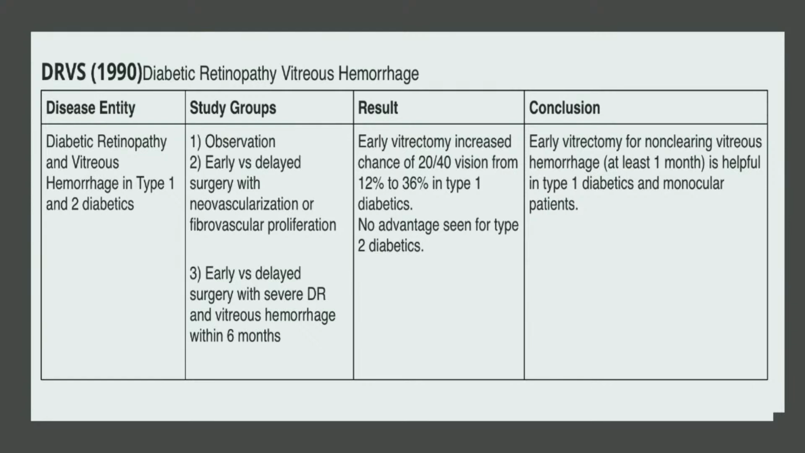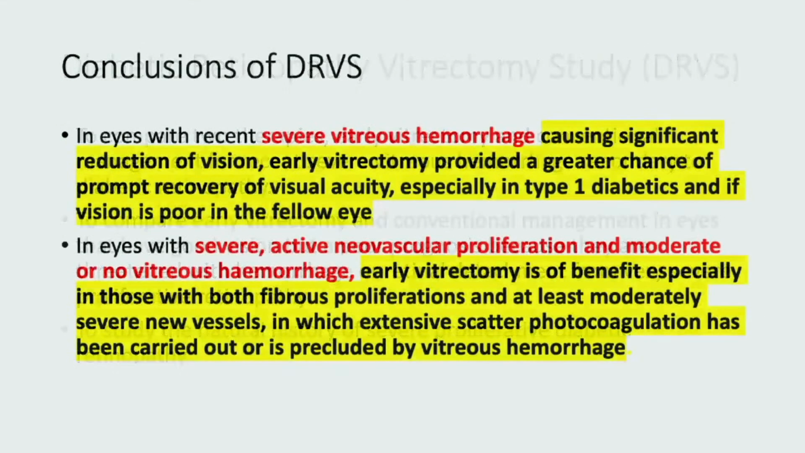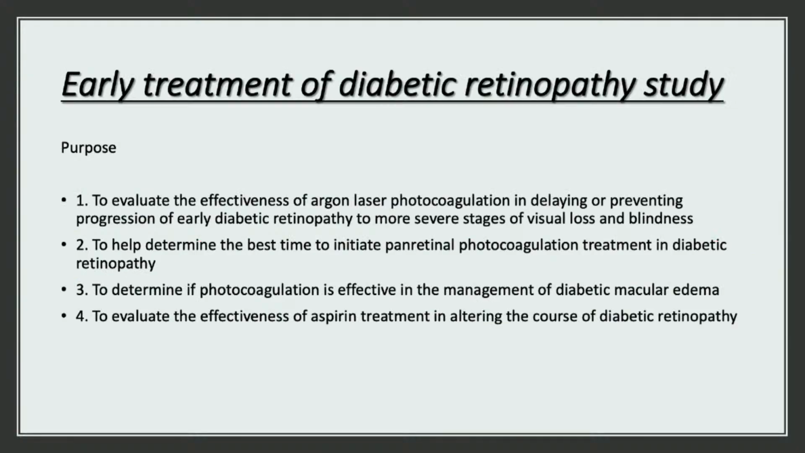When they say early vitrectomy, they mean a vitrectomy within 1 month, and the conventional is between 6 months to 1 year. So what it said was, if it is a type 1 diabetic and the patient has a vitreous hemorrhage, it is always better to do surgery. If it is type 2, do a PRP and then consider surgery. The conclusion is, in severe vitreous hemorrhage causing significant reduction in vision, if it is type 1, take the patient for surgery.